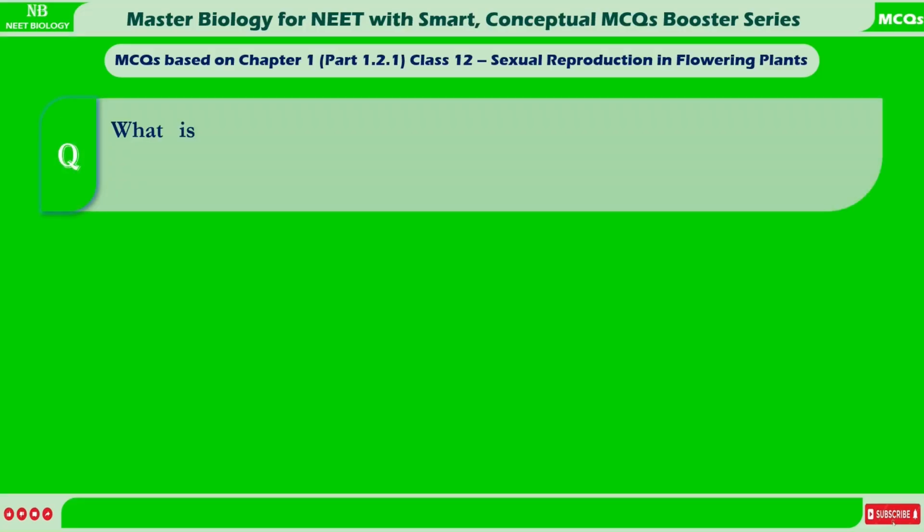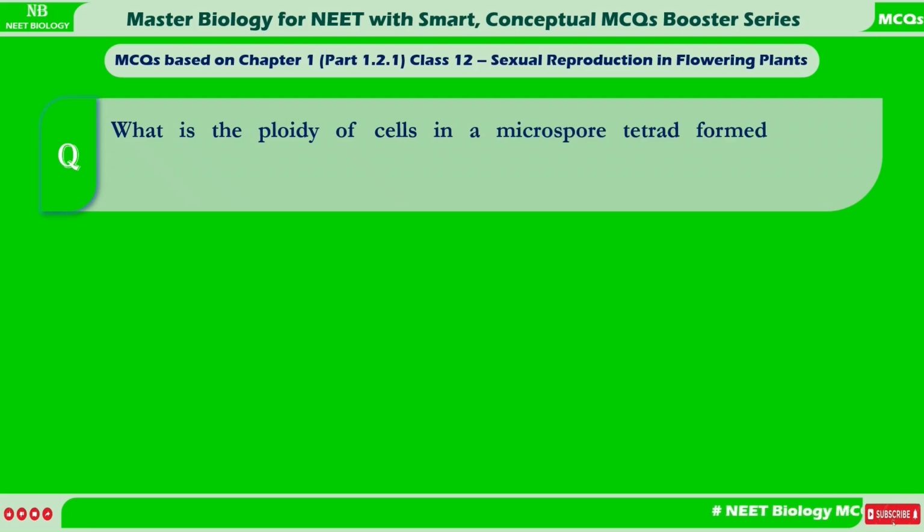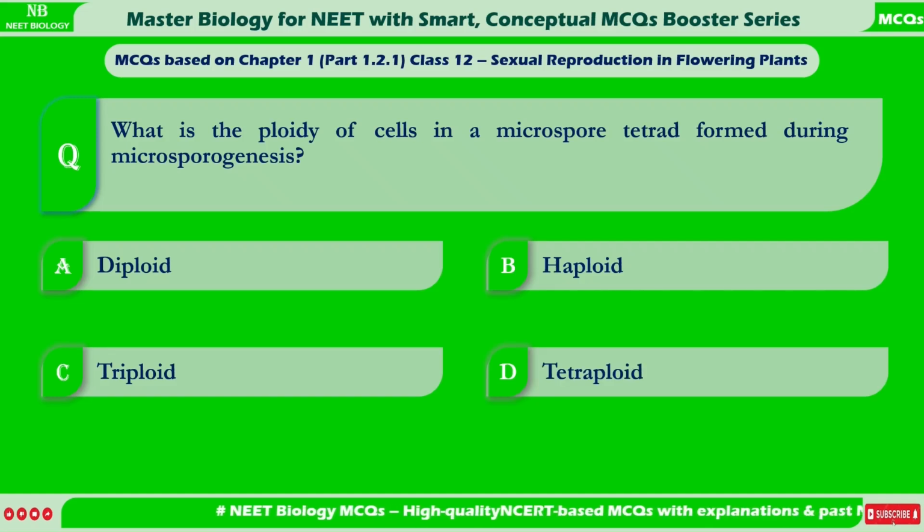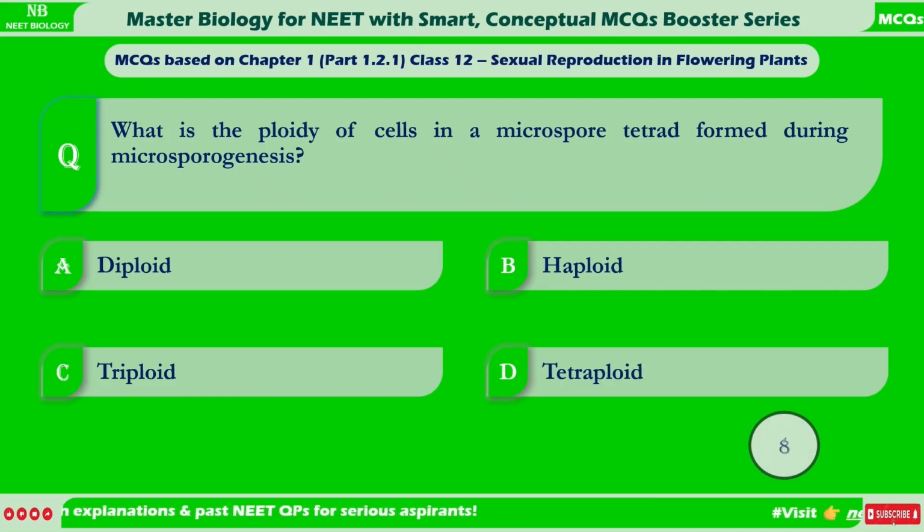What is the ploidy of cells in a microspore tetrad formed during microsporogenesis? A. Diploid. B. Haploid. C. Triploid. D. Tetraploid. Correct answer is B. Haploid.